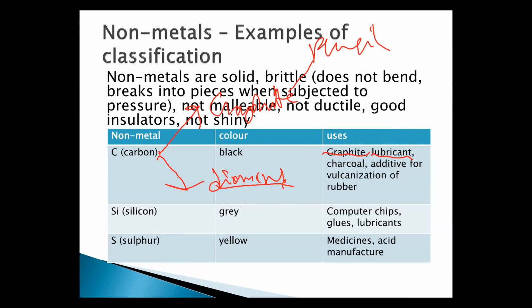Charcoal also is part of the additive for vulcanization of rubber. That's the use of carbon. They left out the diamond part there. Depending on the structure, carbon also makes diamonds, right?